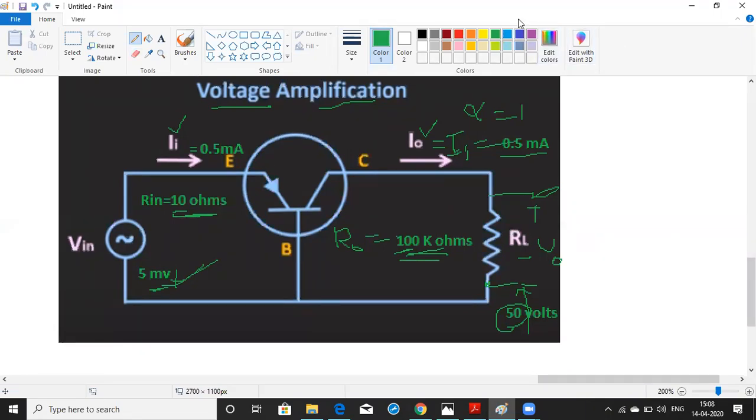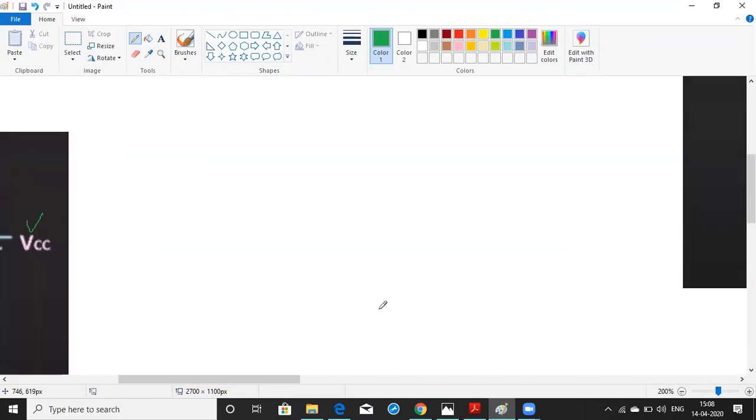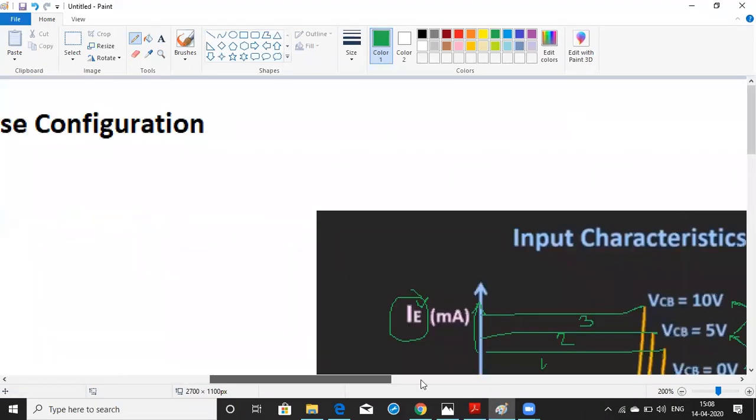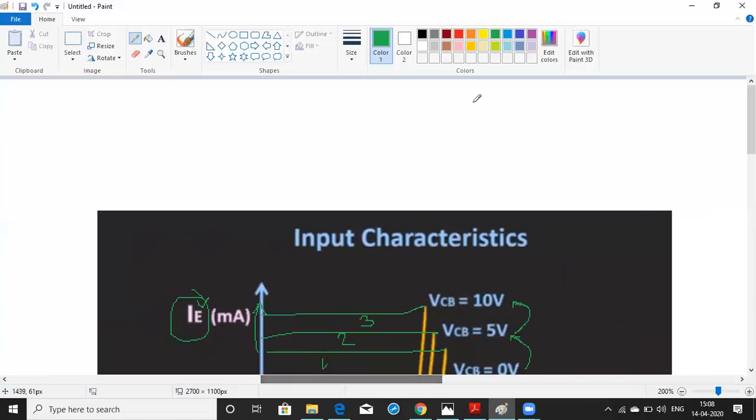So this is today's session. In tomorrow's session we will discuss the same thing for the common emitter configuration. If you go through the class notes, these are the same points we have covered. If you have any doubts, please indicate in the chat box. If you have any audio problem or video problem, any problem, you can discuss here.